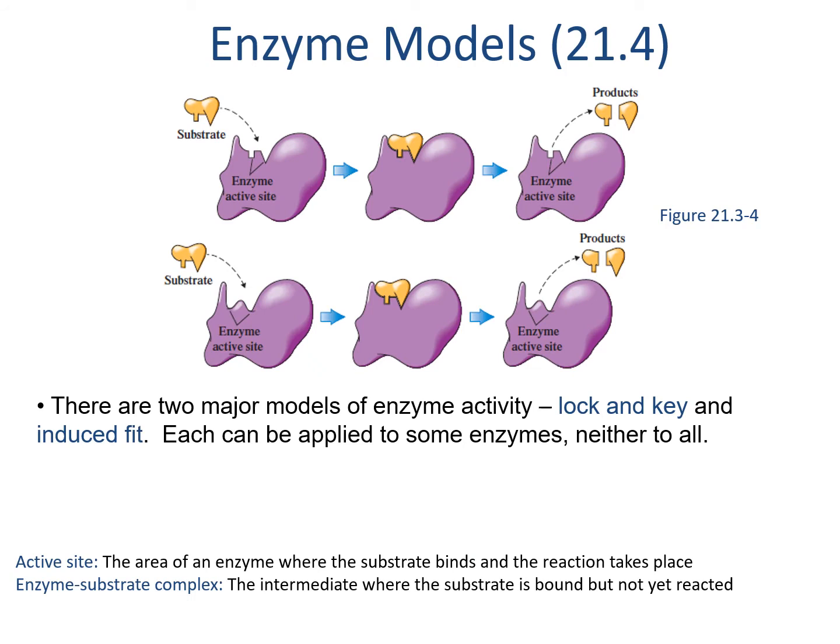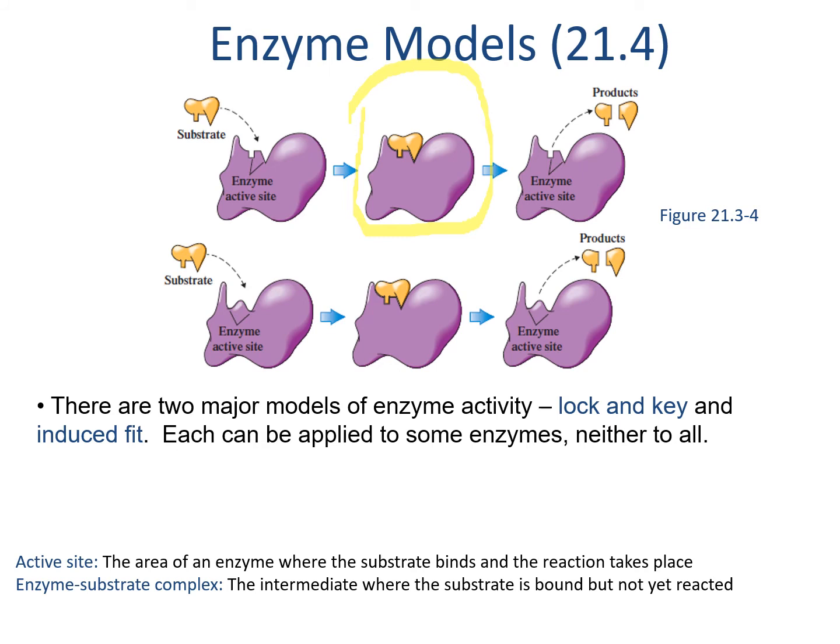We have several models of enzyme activity that can help us to understand what's going on in the enzyme itself. The first of those is the lock and key model, which we can see in the top row. We see that substrate can bind to an active site that's perfectly formed to fit that substrate. Once it's bound, it forms what we call an enzyme substrate complex, and that enzyme substrate complex can catalyze the conversion of the substrate into a product or multiple products.